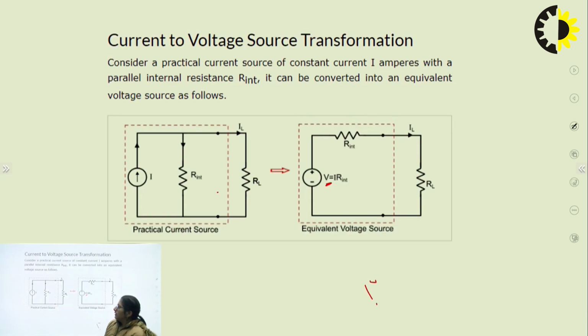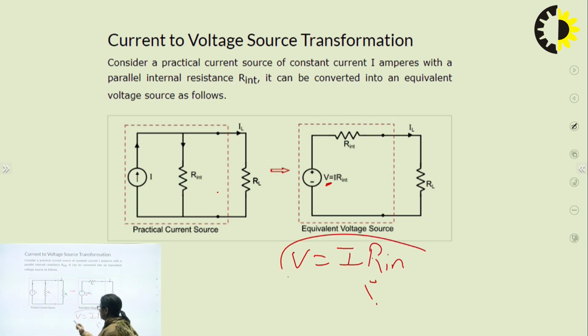If I go with the derivation, the load current would be given as the total current multiplied by the resistance of the opposite branch divided by the sum of both resistances, R internal plus RL, right? If I go here, what is this IL given by? That will be given by V upon R internal plus R, the load resistance. Equating the equations for IL on both sides, I get that V must be equal to I into R internal.